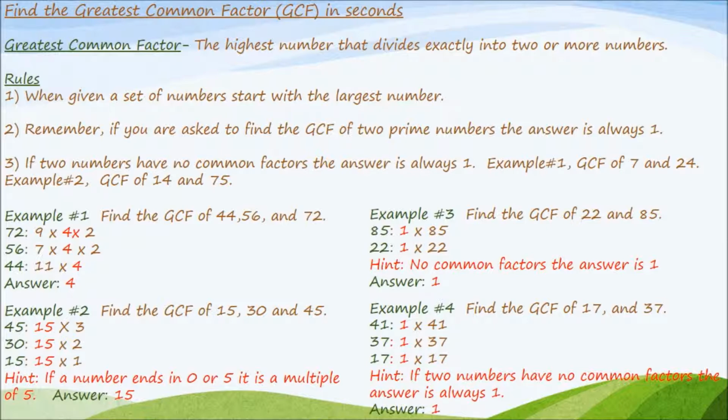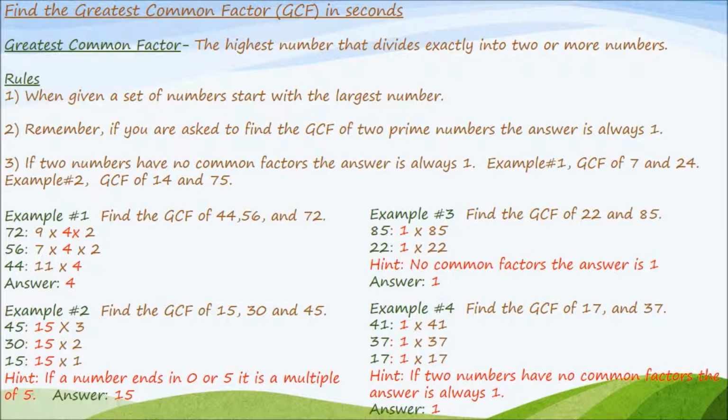For example, the greatest common factor of 7 and 24 is 1. The greatest common factor of 14 and 75 is also 1. Example 1. Find the greatest common factor of 44, 56, and 72. We have 72, which is equal to 9 times 4 times 2. 56 is equal to 7 times 4 times 2. 44 is equal to 11 times 4. The greatest common factor is 4.